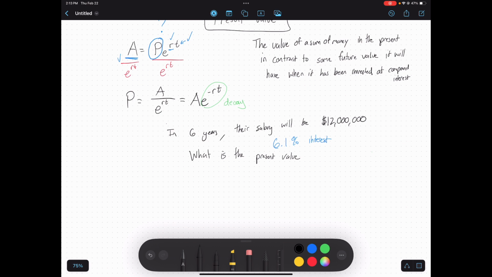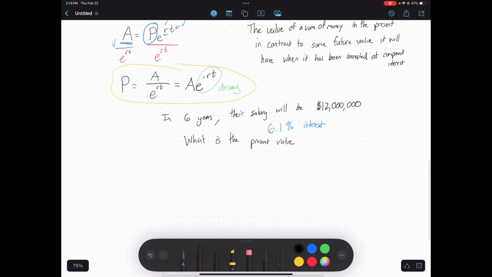Okay, well, since I'm solving for present value, I might as well use my present value formula. So P is what I'm solving for. My actual is this $12 million. That's what I know the athlete's going to be making in 6 years. Okay. Well, then I have e to the negative.